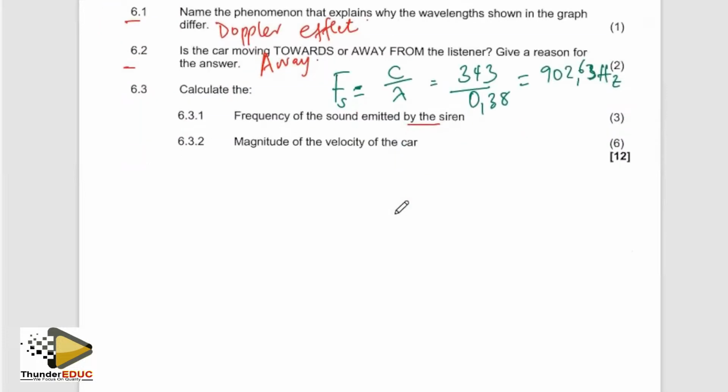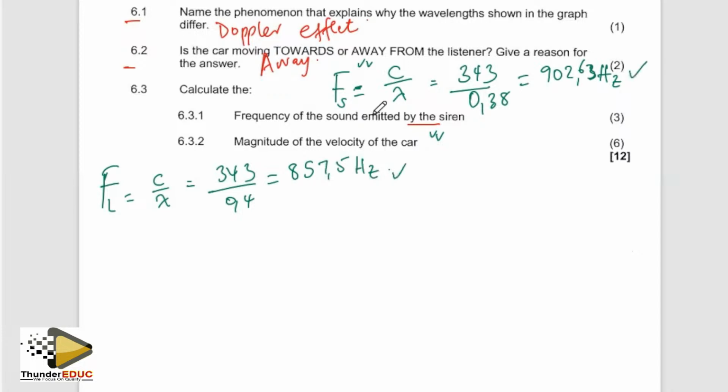And then 6.3.2, they want us to get the magnitude of the velocity of the car. Now, since we have the frequency of the source, we can also get the frequency of the listener using the same approach. So 343 divided by 0.4 gives me 857.5 hertz. So I have the frequency of the listener and the frequency of the source.